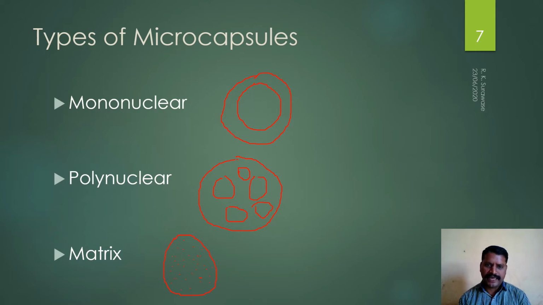Suppose you follow any method of microencapsulation, you will get mononuclear, polynuclear or matrix. It depends on the process parameters. For example, in air suspension, as per the process parameters, fluidization pressure, air suspension, then atomization rate, it depends.